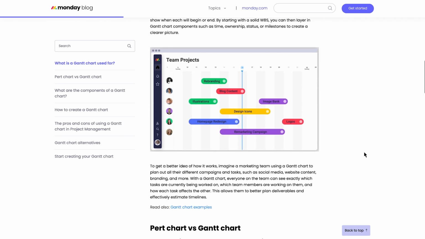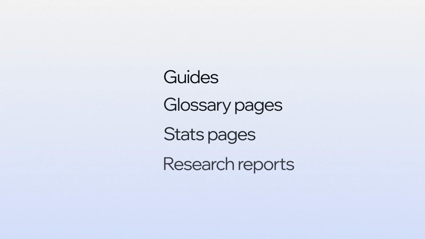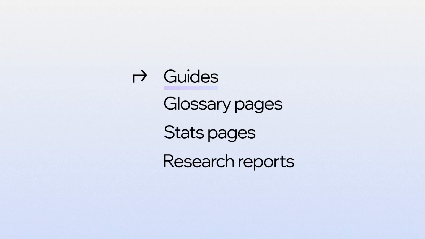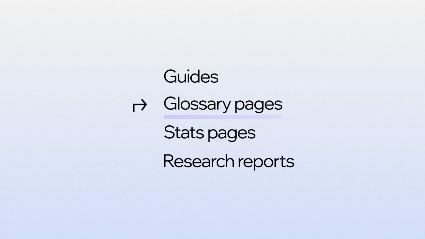In the next few lessons, we'll talk about 4 of the most common types of linkable assets that you can create. Guides, which could include things like how to walk a dog, guide to dog leashes, or how to dog-proof your home. Glossary pages, which could include pages that define terms like SEO, Core Web Vitals, and backlinks.